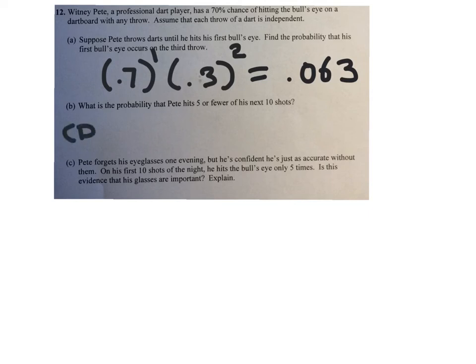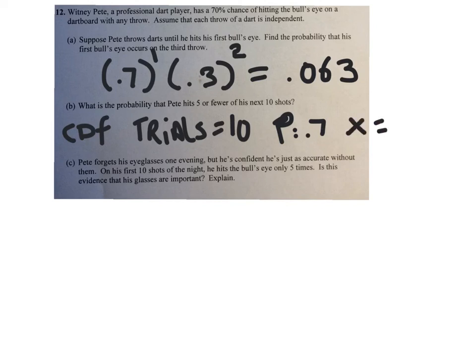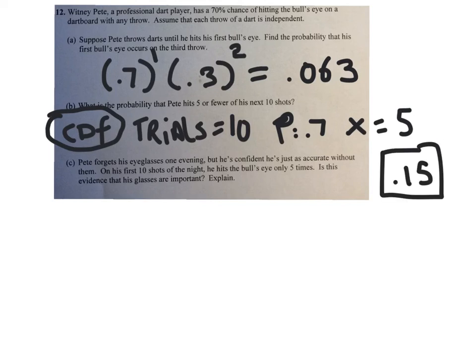Okay, binomial CDF. And so our trials are going to be 10, right? The probability is going to be 0.7, and the x value that we're looking for is 5. And this tells us 5 and 4 and 3 and 2 and 1. It adds them all up for us. That's the difference between CDF and PDF. Okay, so I plug that in to the calculator, and it gave me about a 15% chance of that happening.